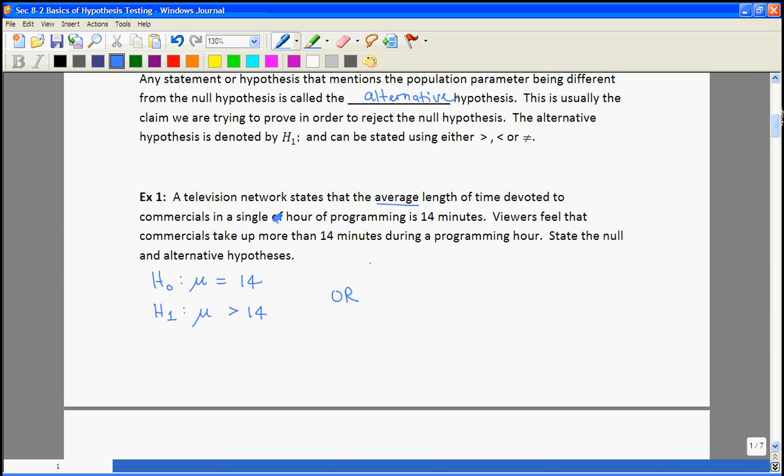Another way you might see this exact same scenario represented is the alternative is still saying we think it's longer than 14 minutes. But some books and some authors might state the null as saying less than or equal to 14. So it's opposite of whatever the alternative is. For that reason, some students prefer to write the alternative statement first and then go back to figure out the null, which is perfectly okay. But both of these are correct, and sometimes it just depends on the author or the textbook or the publication.